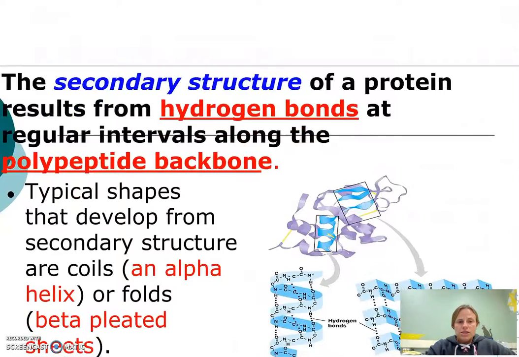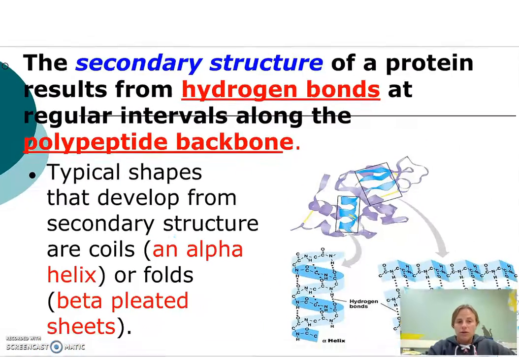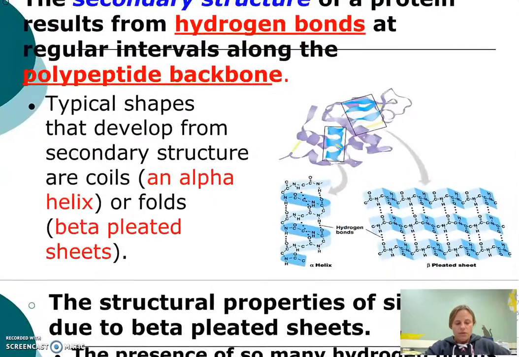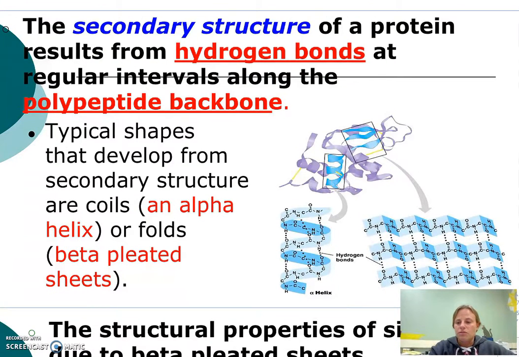So once our amino acid sequence is determined, we move on to our secondary structures of a protein. And this is when the shape starts to take hold, where I'm going to coil into alpha helices, or I'm going to fold into beta pleated sheets. The alpha helix and the beta pleated sheet are held together by hydrogen bonds at regular intervals along that polypeptide backbone.